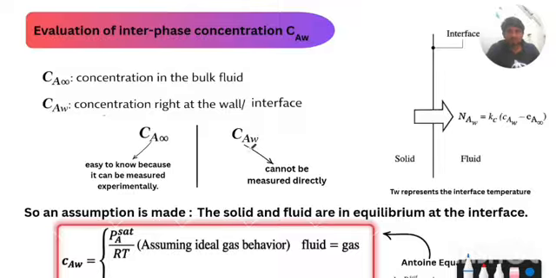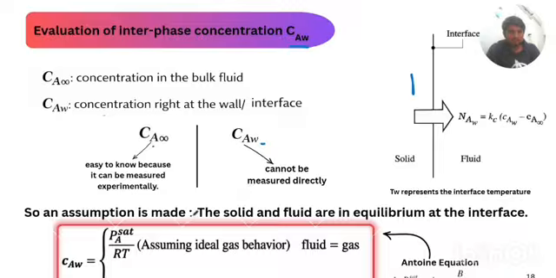So now let us look at how to calculate or evaluate CAW. CAW is the concentration at the interface or the wall. As we have considered component A to be solid and component B to be fluid, the fluid can be any, gas or liquid. CA infinity is easy to know because it can be measured experimentally, but CAW cannot be measured experimentally or analytically.